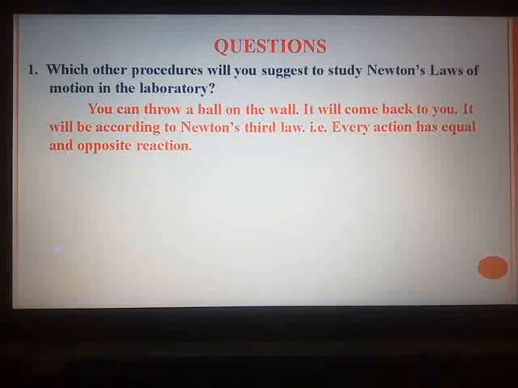Now here, each and every procedure, to study each and every law, you don't have to write. Only one procedure for any one of the laws of motion you can write. I hope you have understood. So any one example in simple words, which example enables you to study any law, you can write. First law, second law, here I have taken the third law.